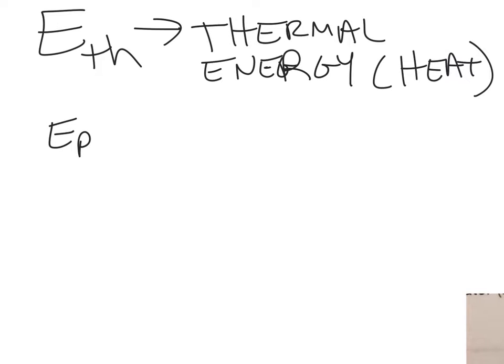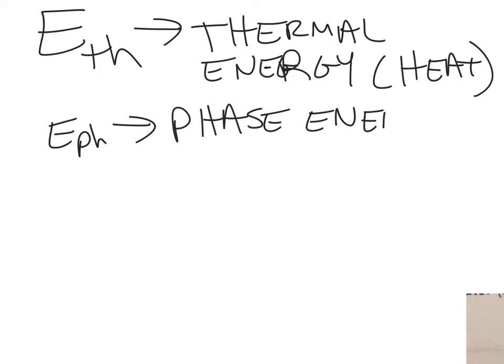The next type of energy that's going to show up on your bar charts today is EPH, which is short for phase energy. Now, a lot of you noticed that in the lab yesterday, the temperature didn't change much while the ice was turning into liquid or while the liquid was boiling. That's because each phase or each state of matter stores a lot of energy just in the actual phase.